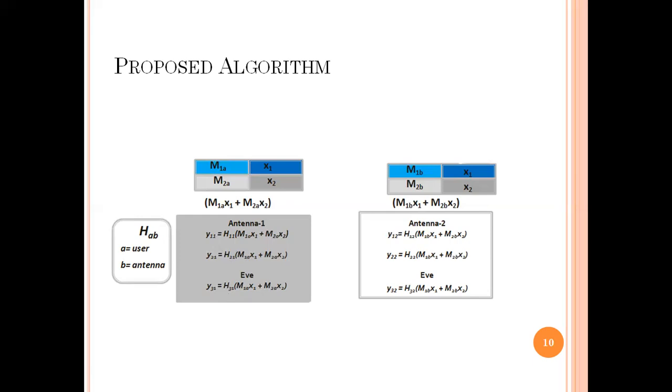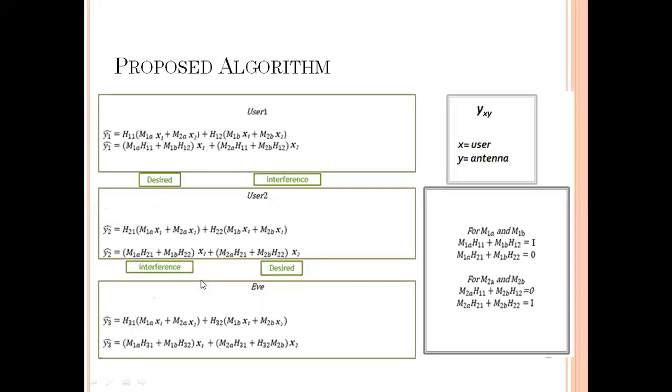Similarly, here H12 is the channel between user 1 and antenna 2, then the channel between user 2 and antenna 2, and the channel between the eavesdropper and antenna 2. Here the notations are given. So the combined received signal at user 1 is written in the equations provided in the slide.